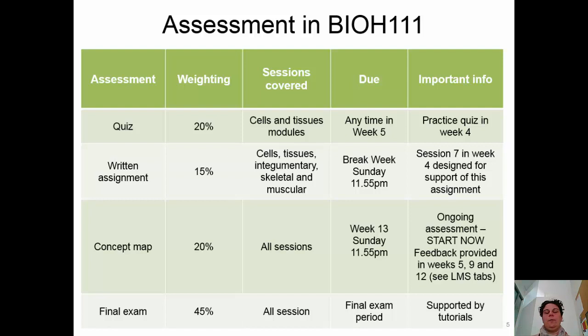This is how you name this structure versus this structure. So the language is constantly reiterated with the maps. But the other reason for the concept maps is that I would really, really hate, as a subject coordinator for BIOH111 and as a lover of biology, I really would hate if you left BIOH111 thinking that biology is linear.